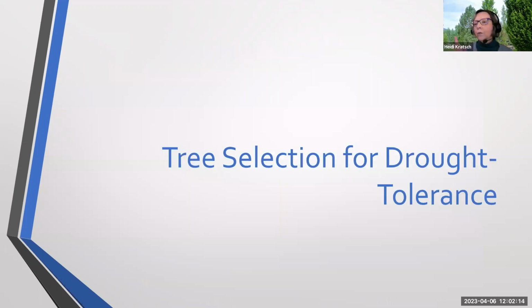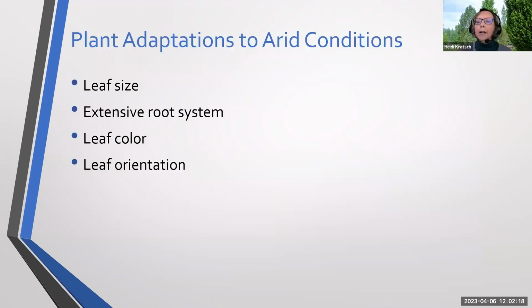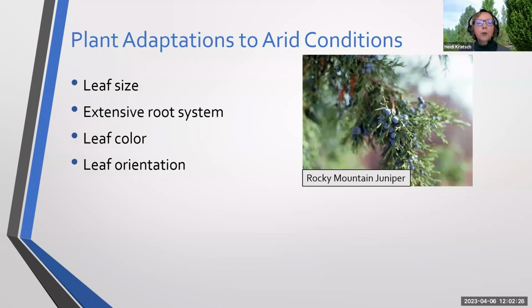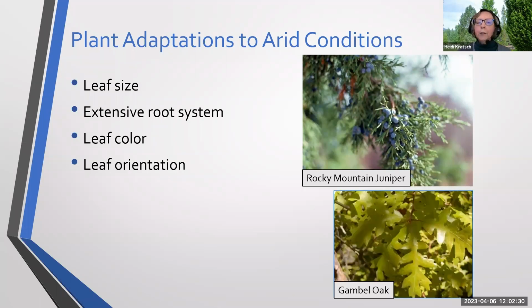All right, just a little bit more on tree selection for drought tolerance. Plants have evolved a variety of mechanisms for adapting to arid conditions. For example, the reduced leaf size of juniper allows it to lose less water through its leaves. The deep rooting of gamble oak gives its roots access to a greater supply of water in the root zone, which makes it more resilient to drought.